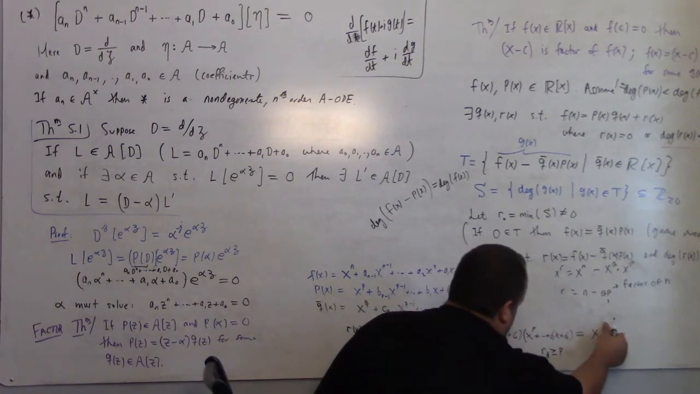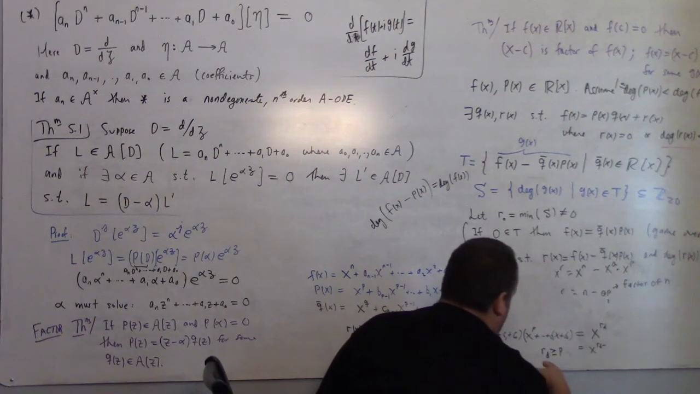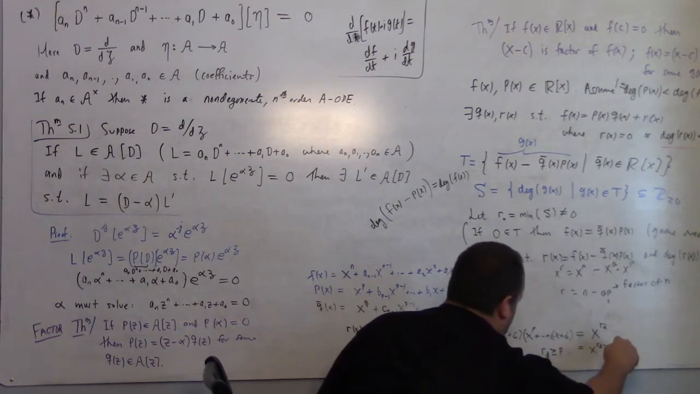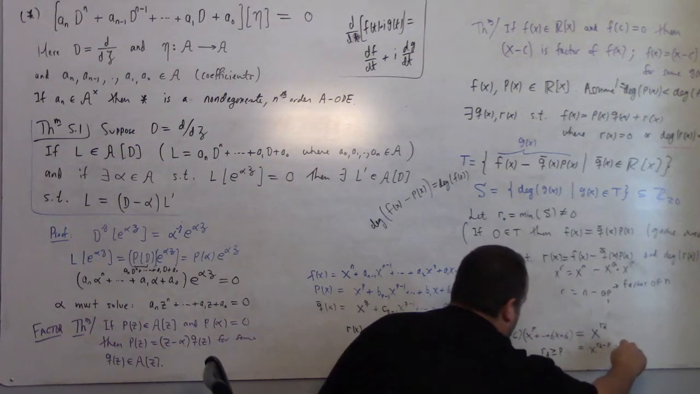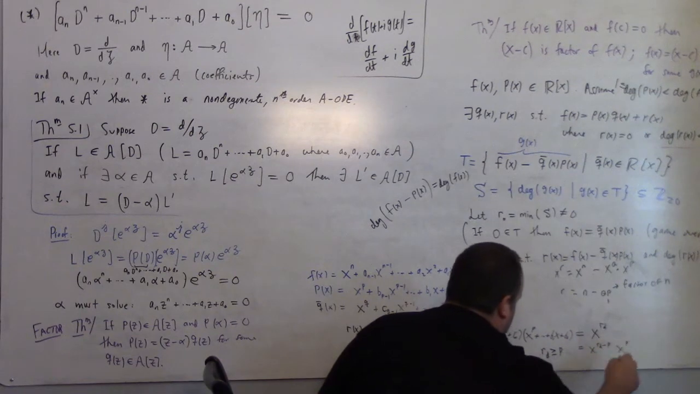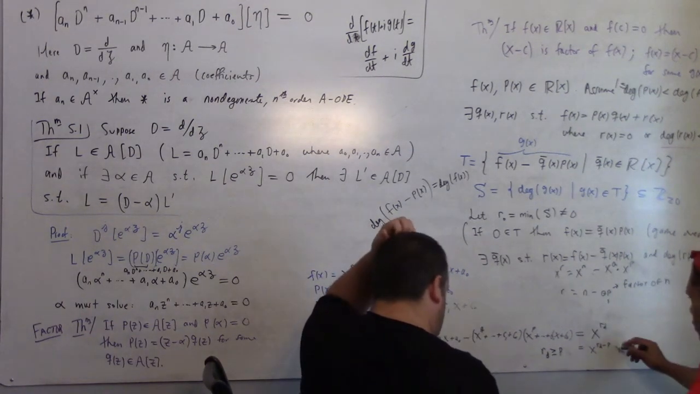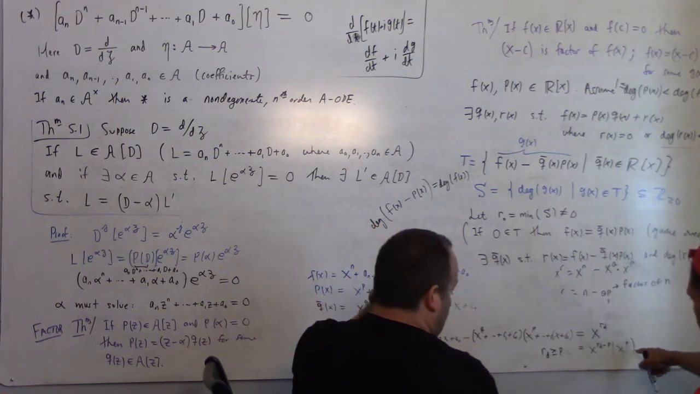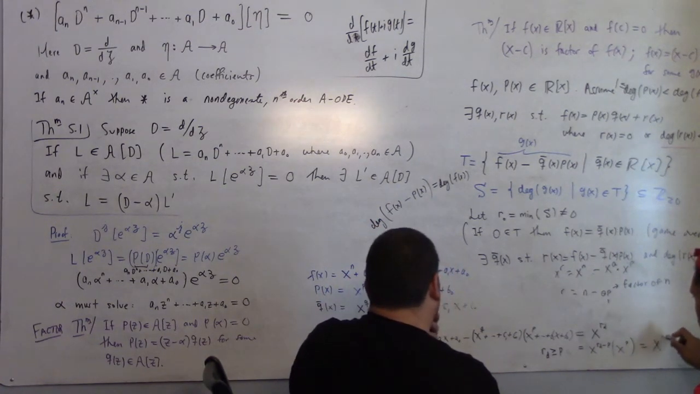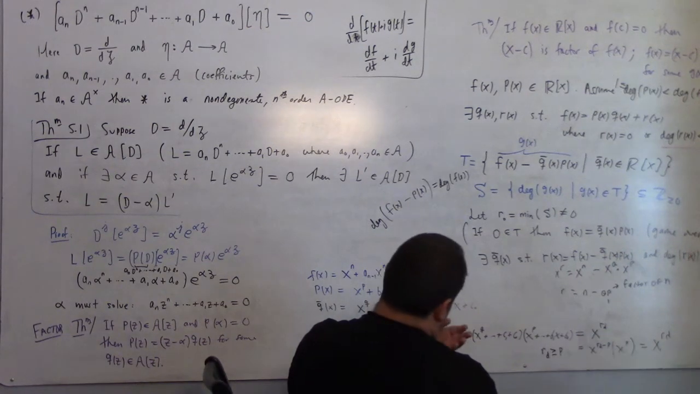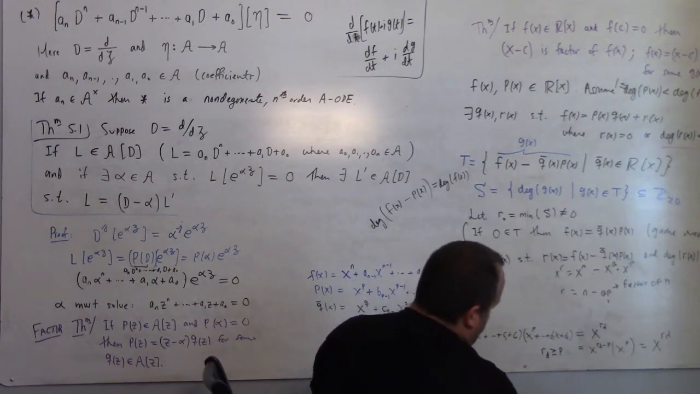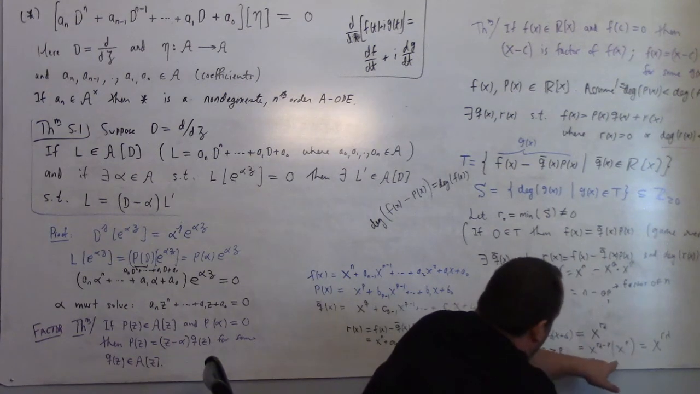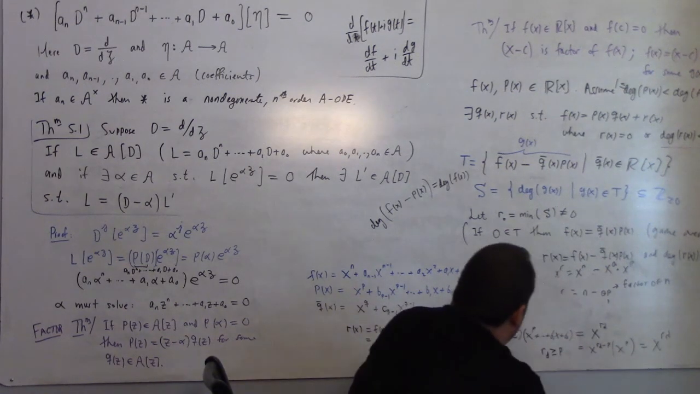That means that you can write this as x to the r minus p times x to the power p, right? But I guess you get x to the r, you know? I guess what I'm trying to get at here is this is a multiple of x to the power p, right?